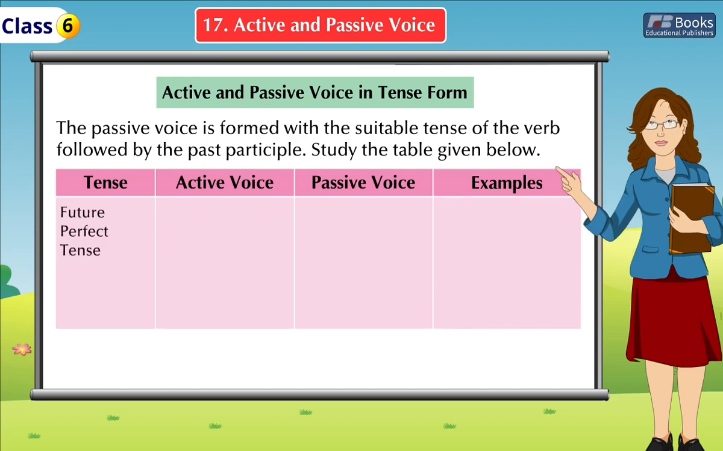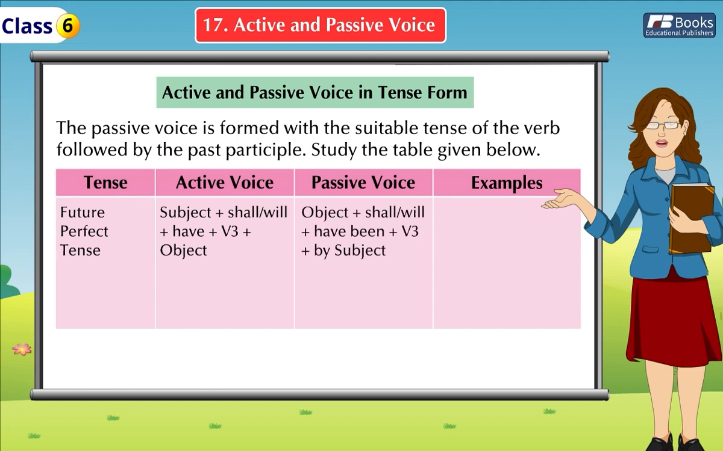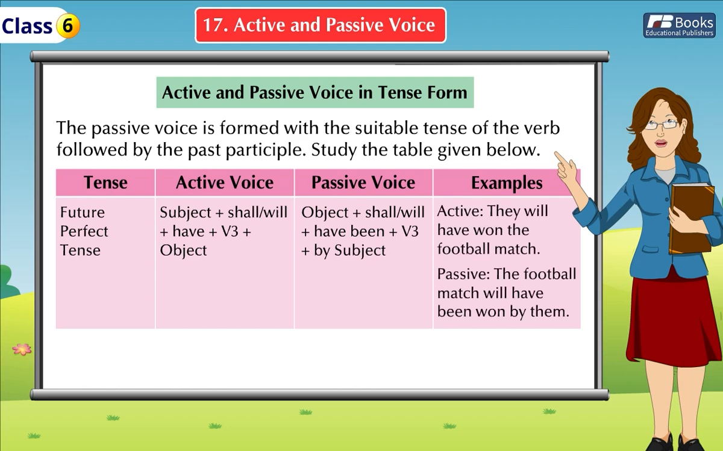Tense: future perfect tense. Active voice: subject plus shall, will plus have plus verb third form plus object. Passive voice: object plus shall, will plus have been plus verb third form plus by subject. Examples. Active: They will have won the football match. Passive: The football match will have been won by them.